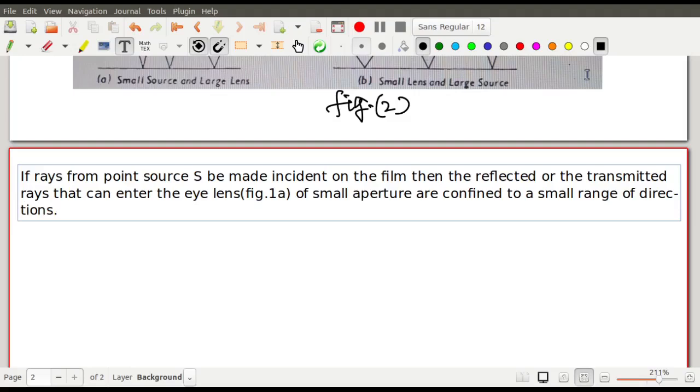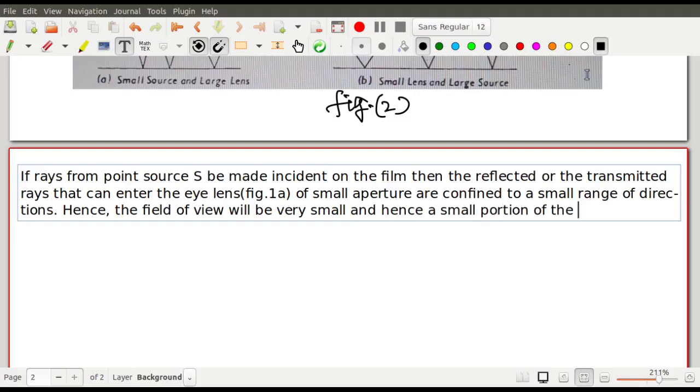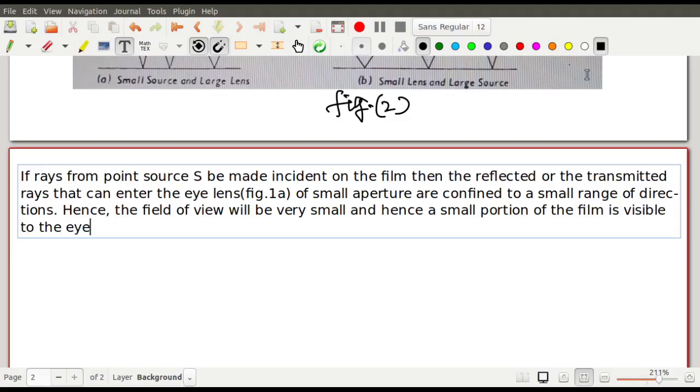Right? Hence the field of view will be very small, and hence only a small portion of the film is visible to the eye, right?